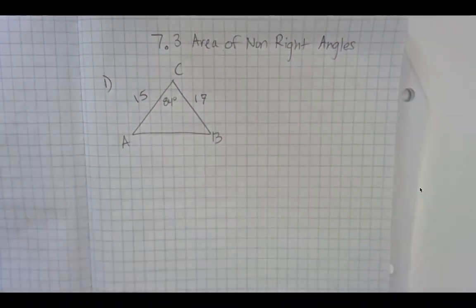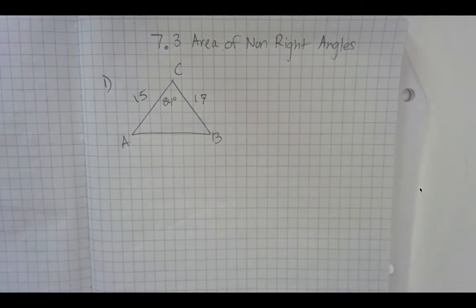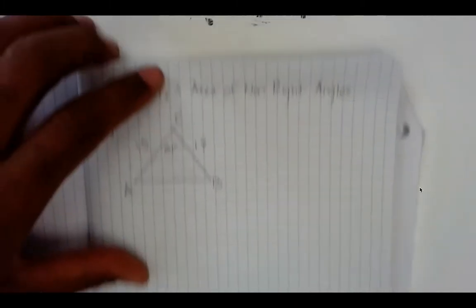All right, so again, here's the goal. The goal of this whole thing was to find the area of a triangle. You guys have done that before. Do you remember what the formula was for finding the area of a triangle? One half times base times height.